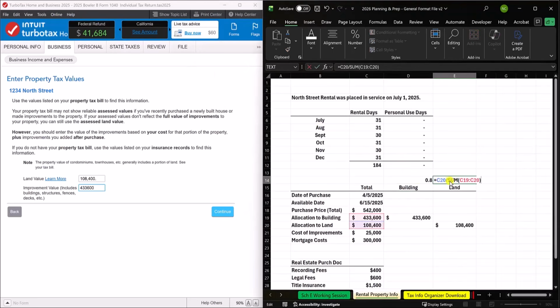I'm going to go ahead and copy a very similar formula over here with the allocation to the land being the numerator. I'm going to go ahead and make these into a percentage like that.